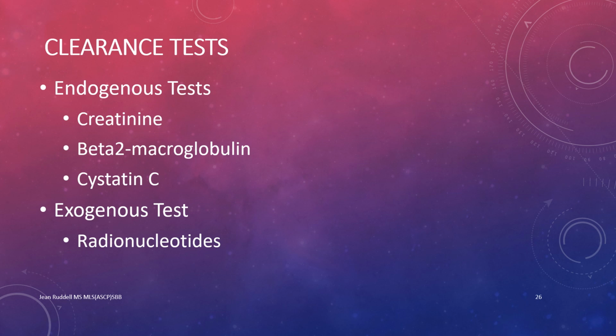Clearance tests performed in the laboratory include the endogenous tests creatinine, beta-2 microglobulin, and cystatin C. These substances are normally found in the body and filtered through the glomerulus. The exogenous test utilizes radionucleotides, which must be given to the patient and then measured in the urine. The endogenous tests are the ones we perform most often.